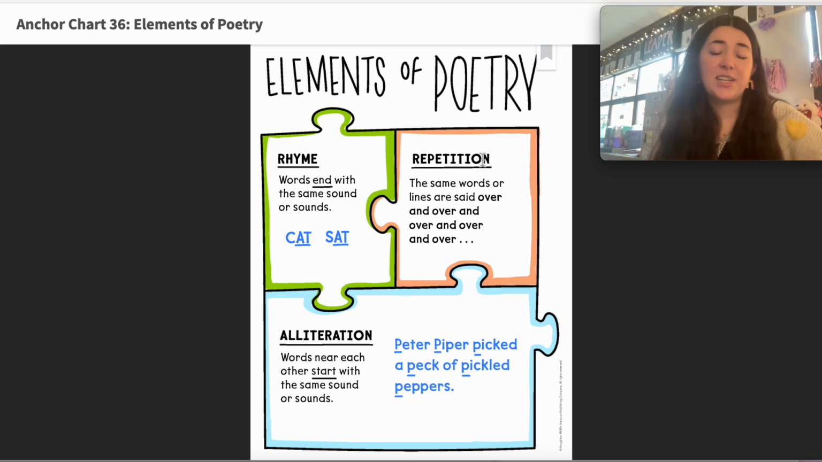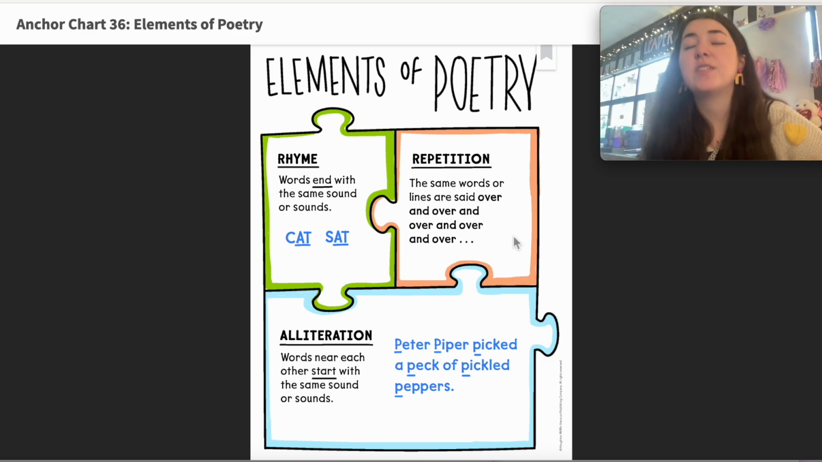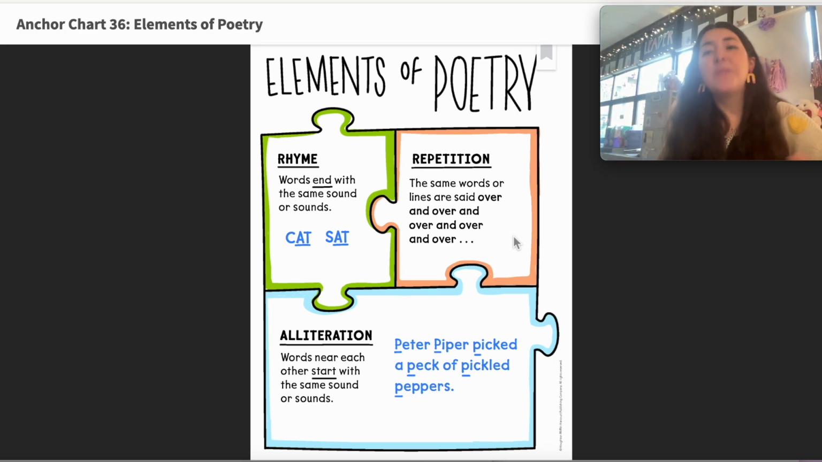And then we have repetition, which is the same words or lines are said over and over again. That's repetition, when you say something over and over again.